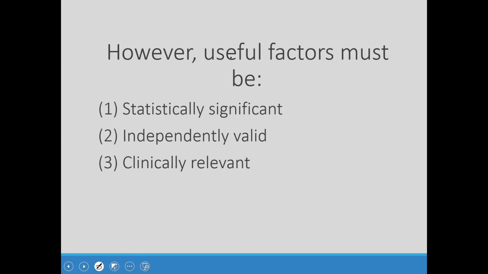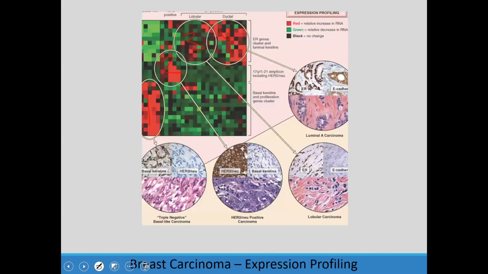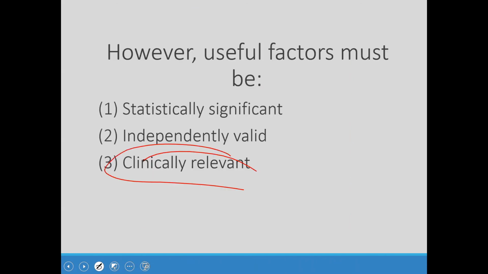Number one, the findings have to be statistically significant, obviously. Number two, they have to be independently valid. But number three, it has to be clinically relevant. So honestly, this is a beautiful study here on the screen, and it excited the breast pathology and breast cancer world for many years. But to date, we have yet to be able to use this clinically because it doesn't provide clinically relevant data that goes beyond the factors that we already provide.